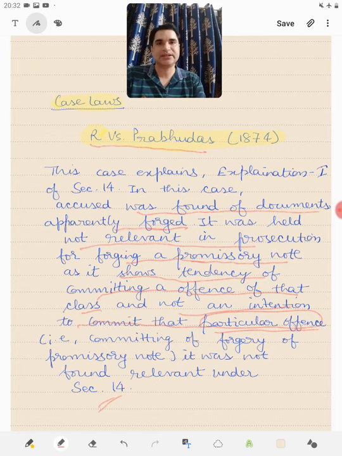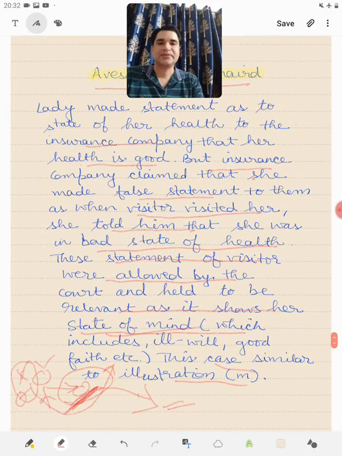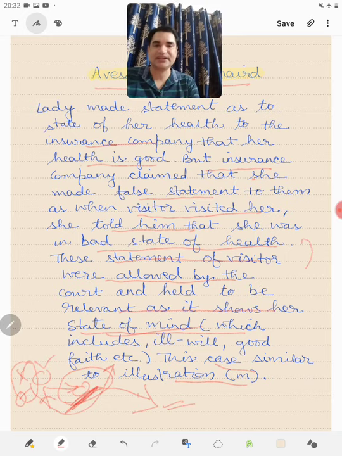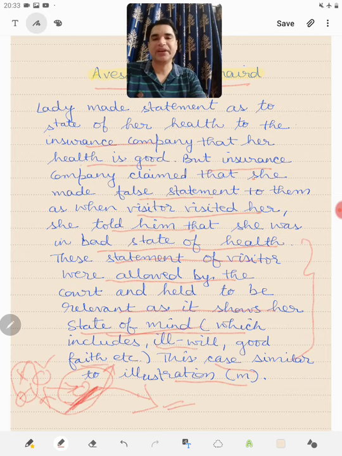What will be relevant is the state of mind with respect to the particular instance. Then we saw in Avison versus Kinnard that when she made a false statement to the insurance company, in order to prove her state of mind, the evidence of the visitors to whom she said that she was not in good health would be relevant in order to show that she had ill will, or she was not acting in good faith and wanted to cheat the insurance company.